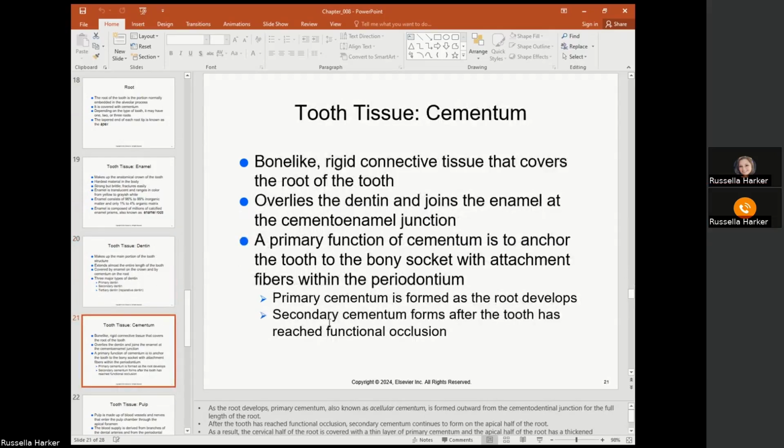For cementum, it's bone-like, rigid connective tissue that covers the roots of the teeth only. It lies over dentin and joins the enamel at the cemento-enamel junction, or the CEJ. Its primary function is to anchor the tooth to the bony socket with attachment fibers within the periodontium.